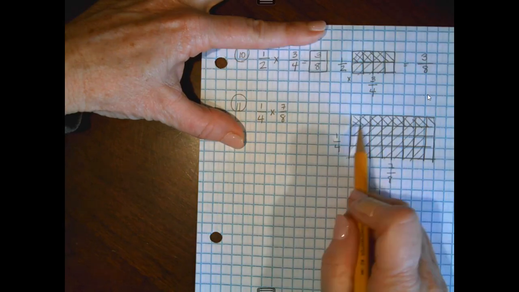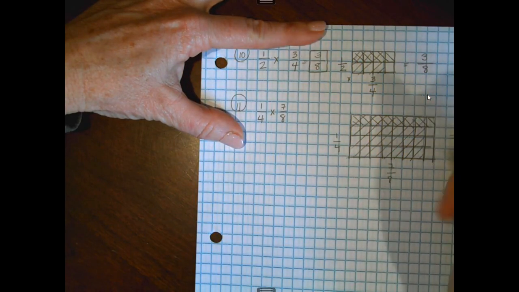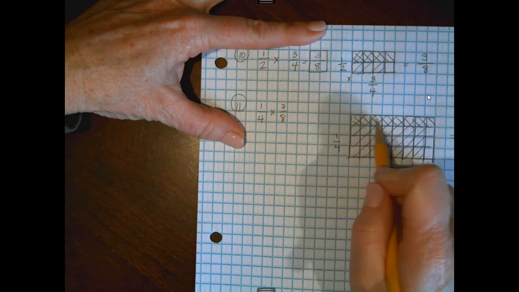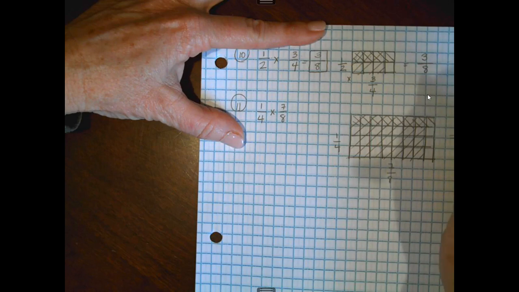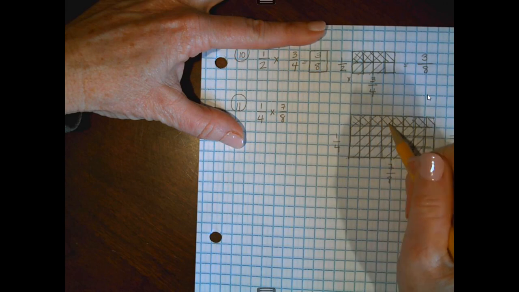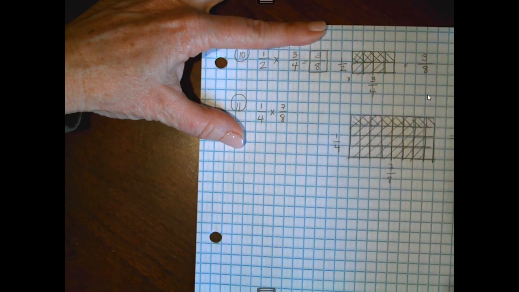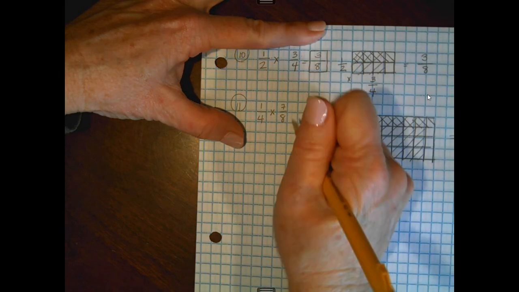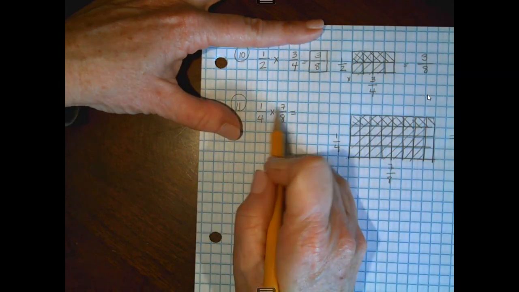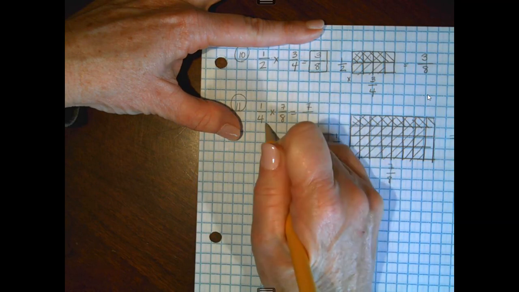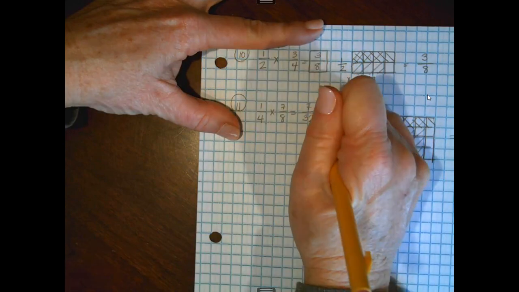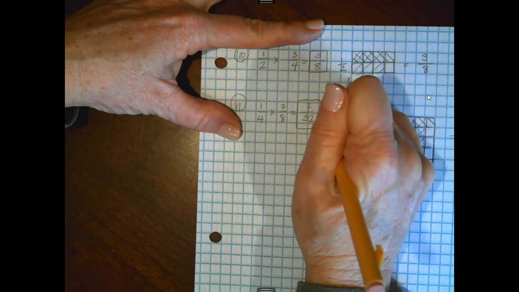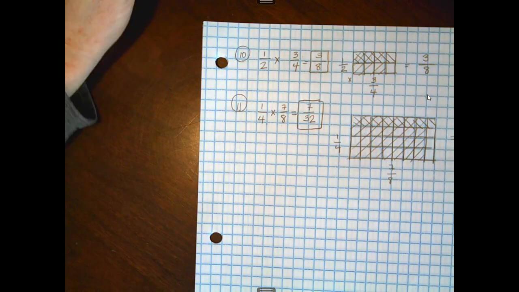All right, in my model, I have a total of 32 equal parts. I know that because I have 8 squares on each of these 4 rows. So my denominator is 32. I have 7 where the crisscross overlays, 1, 2, 3, 4, 5, 6, 7. So there is my product, 7/32. Checking it with the standard algorithm, numerator times numerator gives me 7. Denominator times denominator gives me 32. I know that 7/32 does not simplify because 7's a prime number and it's not a factor of 32.